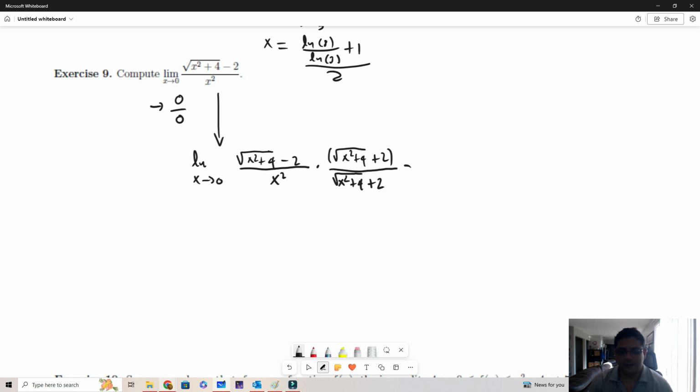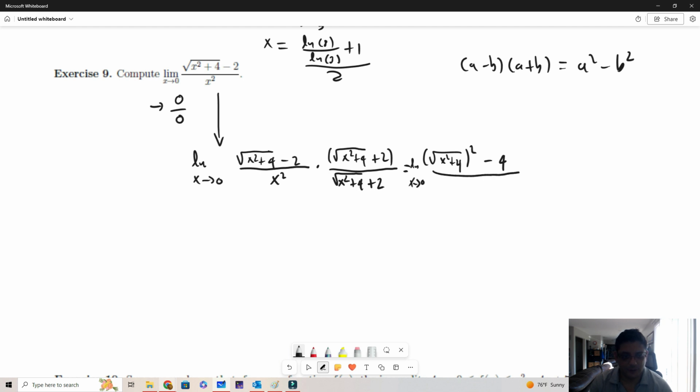So because I have this, what I am really using is the difference of squares, which is a minus b times a plus b equals a squared minus b squared. So now this becomes square root of x squared plus 4 squared minus 2 squared, which is 4, right? And this is the limit when x goes to 0 of this, and x squared times square root of x squared plus 4 plus 2.